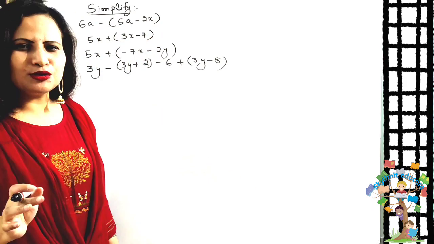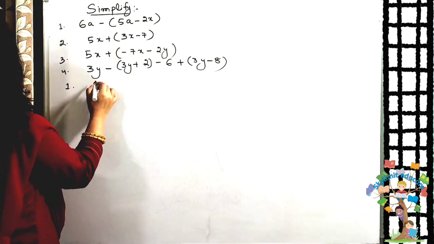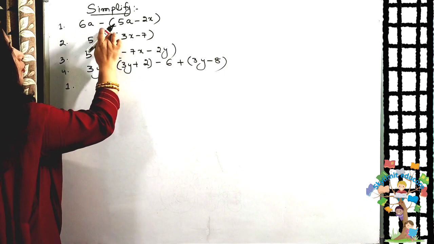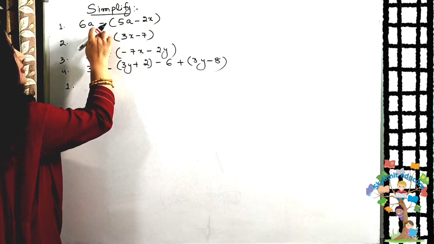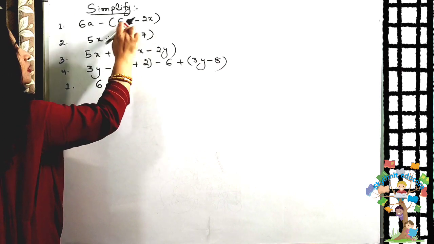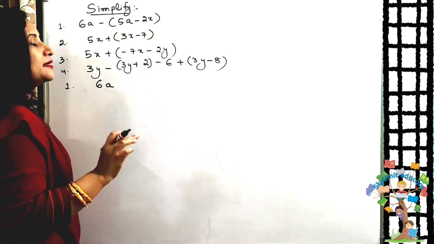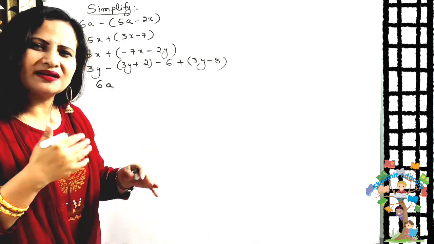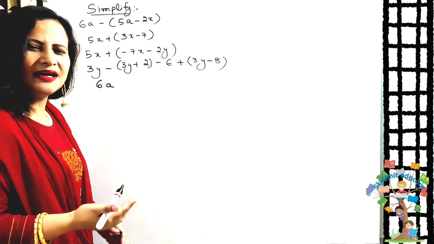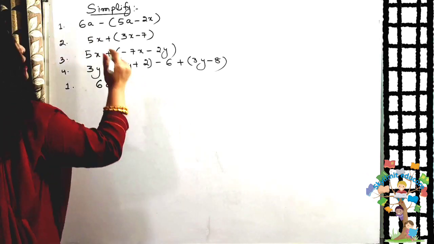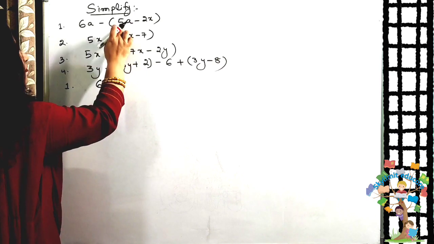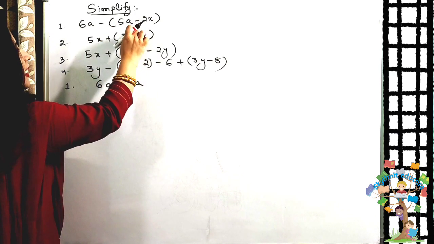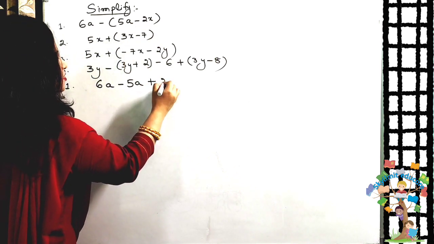The first thing you will do, write the first term 6a, right? Now I told you that when you open the bracket and outside the bracket there is a minus sign, that means the minus sign is multiplied to all the terms present inside the bracket. That means whatever term is present inside the bracket, its sign will change. It will become the opposite sign, yes or no? So now 5a is positive, so it becomes minus 5a. And minus 2x becomes plus 2x.